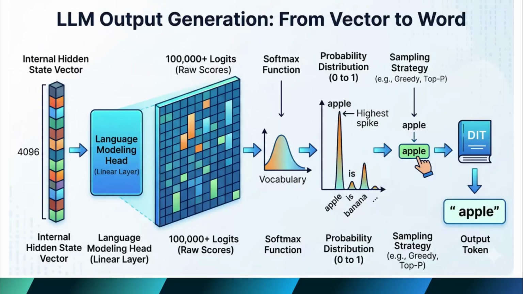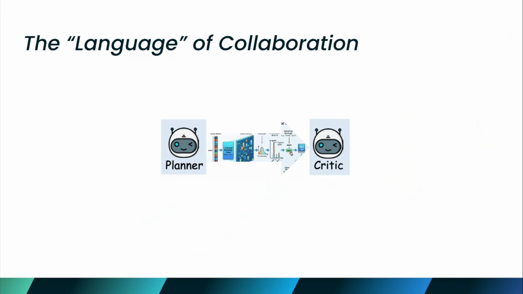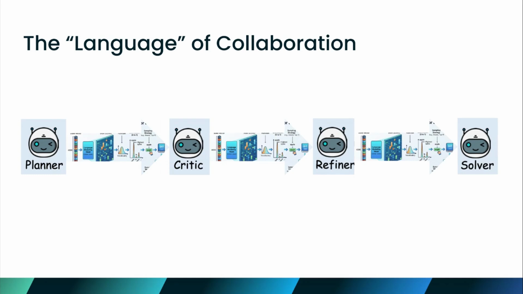So remember all this? To communicate with the next agent, the planner has to unembed those vectors, translate them into a probability distribution, and finally output string-based text. Then the critic has to take that text and re-embed it back into vectors to begin processing the information. This happens again between the critic and the refiner, and again between the refiner and the solver. We are constantly translating from vector to text and back to vector again and again at each agent handoff.